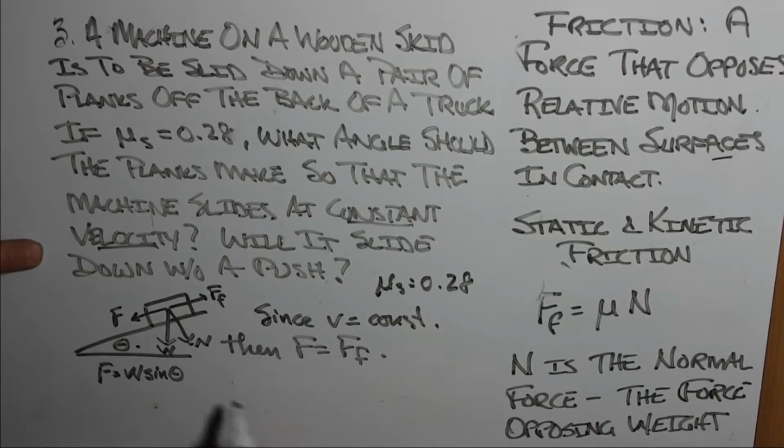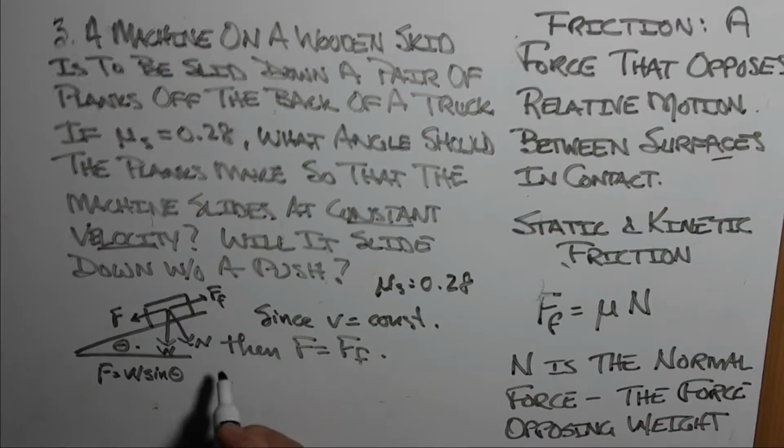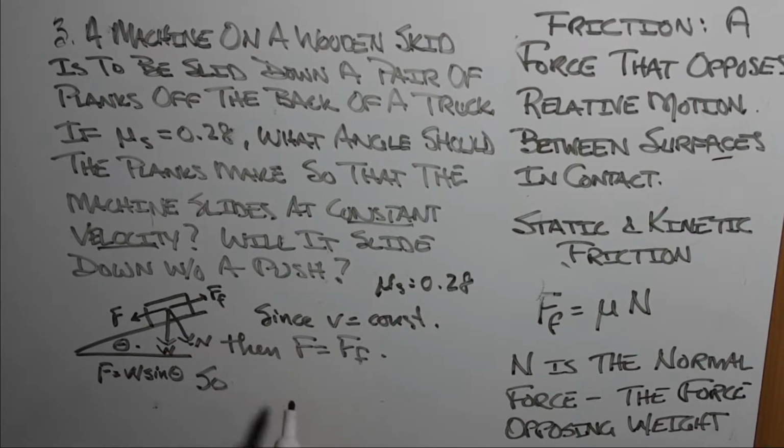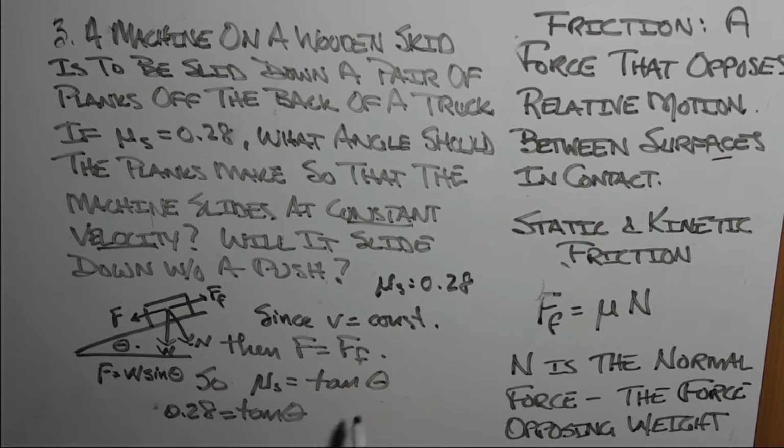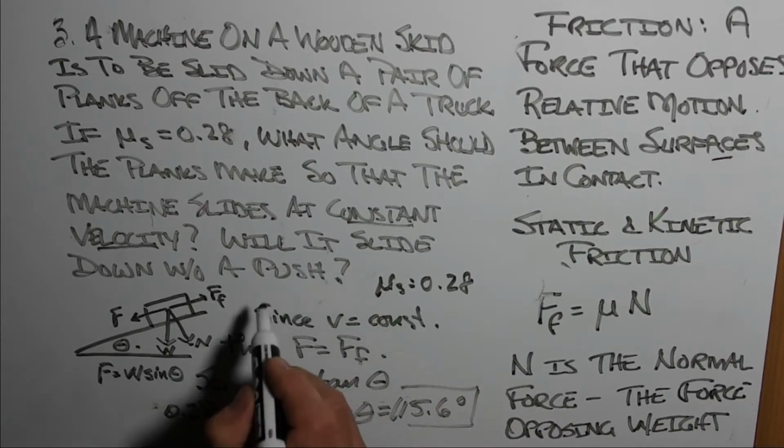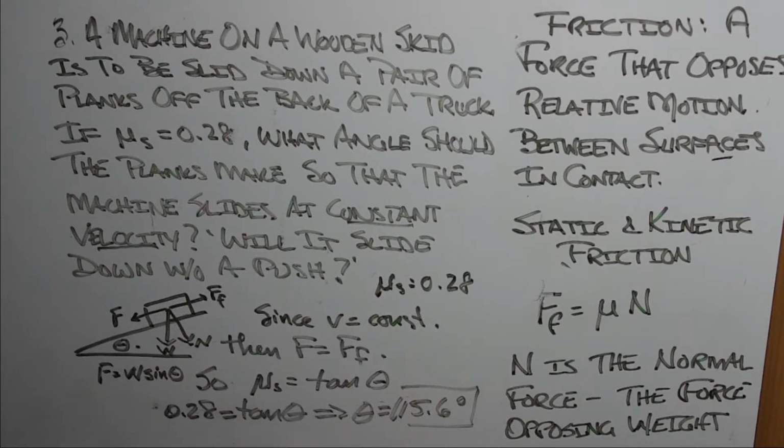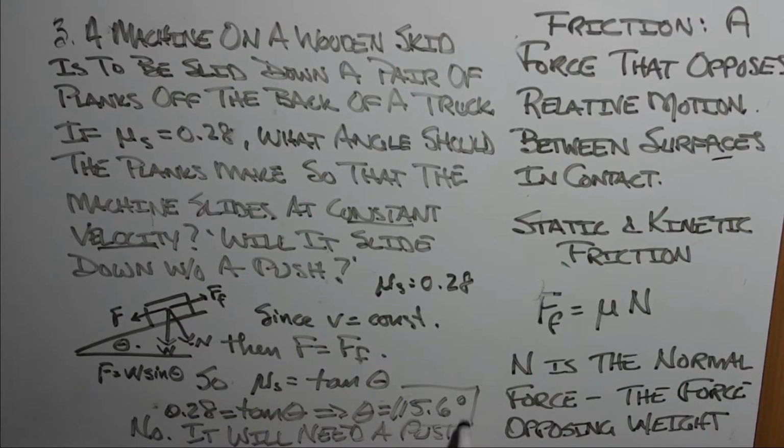We know that the relationship between mu sub s and theta will hold, and so given that mu sub s is equal to the tangent of the angle of repose, which is actually what it's called, then we have 0.28 equal to tan theta. And finding the inverse tangent, we have theta equal to 15.6 degrees. Will it slide down without a push? Given that the forces are equal, nope, it's not going to. It's going to need a push to get started.